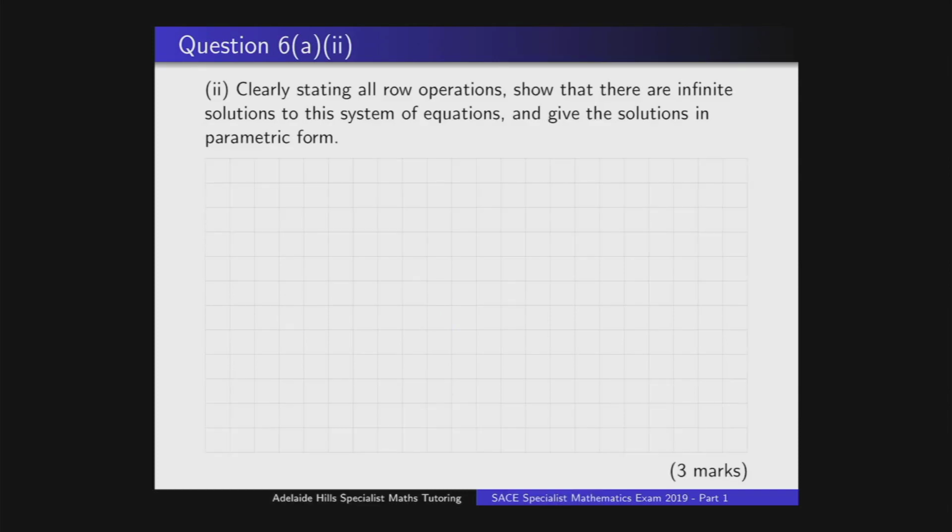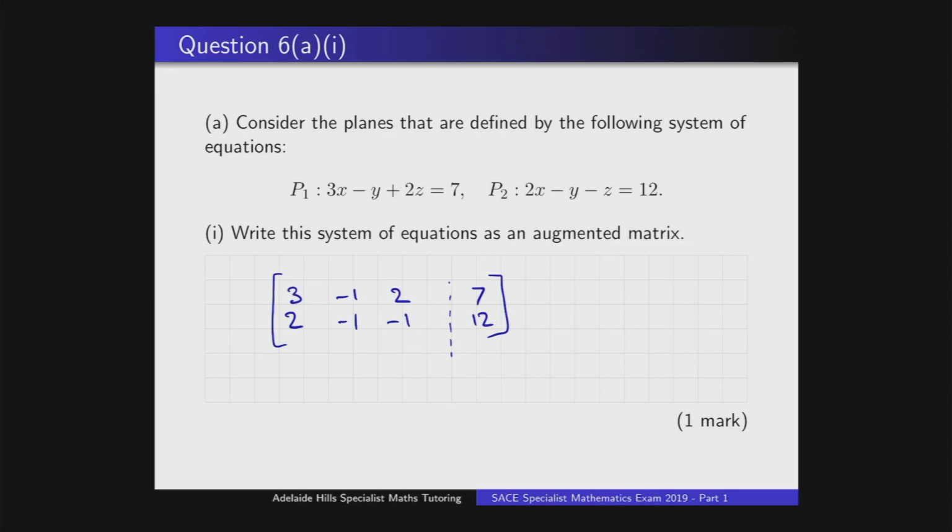Part 2, though, what we want to do is go through a process of reducing this so that we can work out the solution to that system of equations and give that solution in parametric form. And we want to state what all the row operations that we're going to do are. The first thing we want to do, if we look at this matrix, is put it into reduced row echelon form. And so we want to have a 1 in the very top left entry.